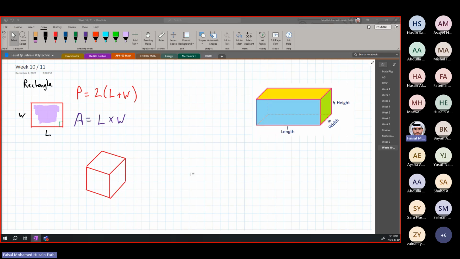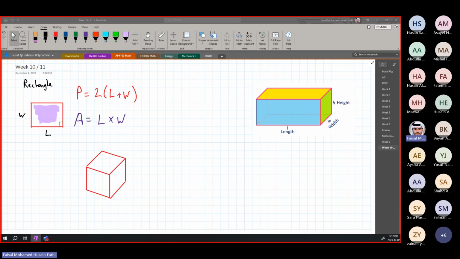Yesterday we did areas. We were talking about the area of different shapes, how to do compound areas, different areas combined based on the simple areas and breaking them down. Today we will be going into volumes, but before that, we need to understand what the difference between area and volume is.